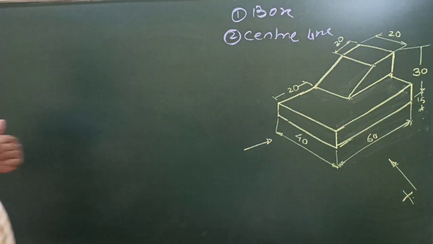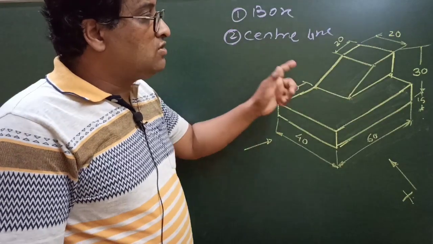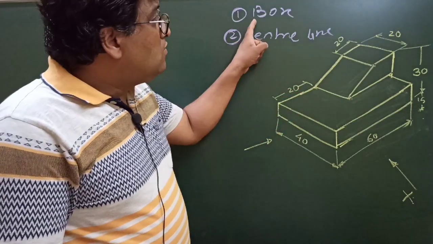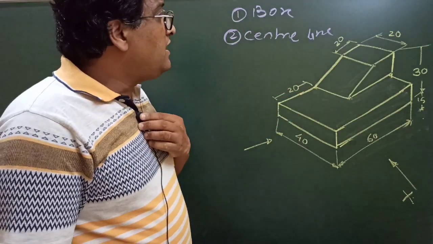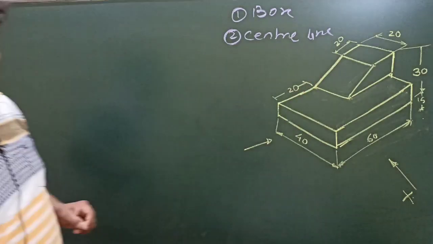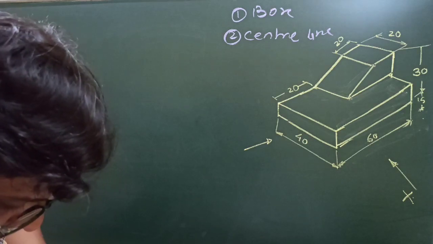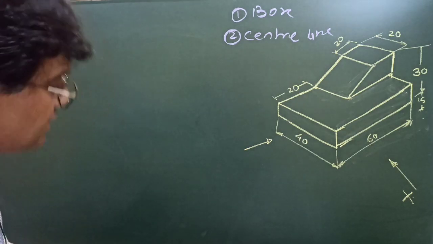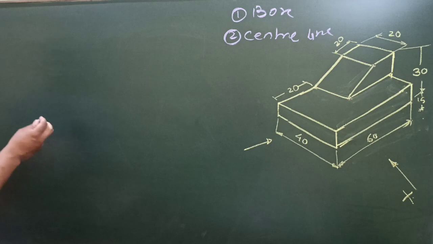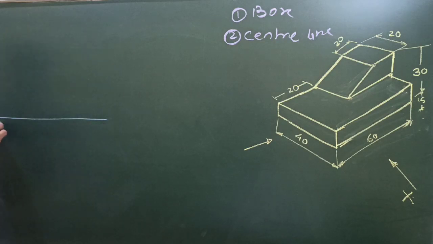So let us start. There are two basic methods to draw orthographic projections. One is the box method and another one is the center line method. Let us start with the box method first. So what is the box method actually? What we do in orthographic projection, first of all, we draw the XY line, that is the reference line.